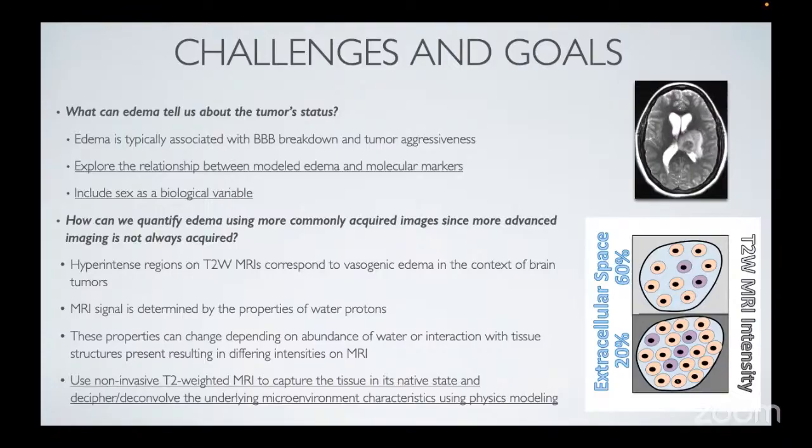We know that the hyperintense regions on the T2 weighted MRIs correspond to vasogenic edema in the context of brain tumors. The MRI signal is determined by the properties of the water in the tumor. These properties can change depending on the abundance of water or interaction with tissue structures present, resulting in different intensities. As you can see in the little cartoon, you have a much darker intensity where you have less water and a much brighter intensity where you have more. So we want to use non-invasive T2 weighted MRI to capture the tissue in its native state and deconvolve the underlying microenvironmental characteristics.